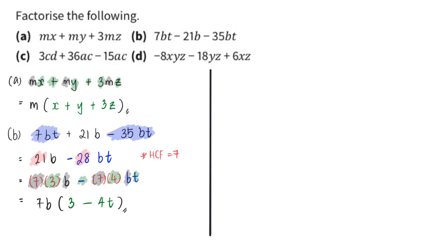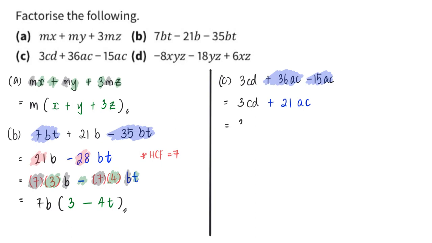For part C, I would then, similarly to part B, I saw that there is a like term ac. So I am going to simplify that first. So 36ac minus 15ac, I would be left with positive 21ac.